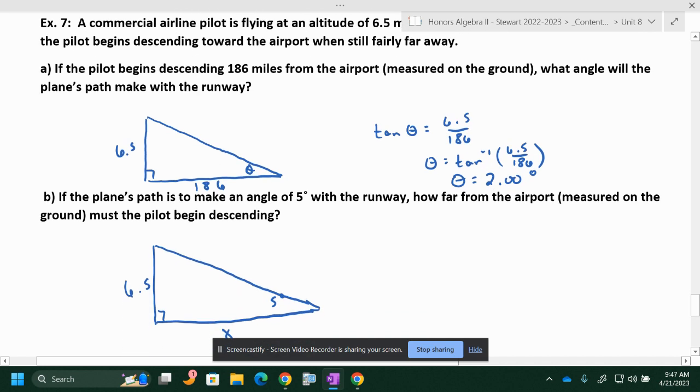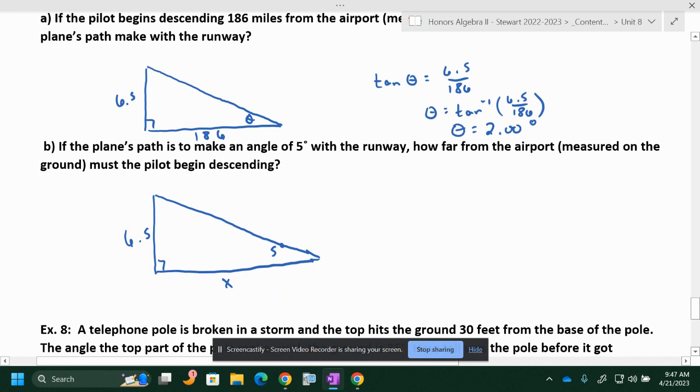And then if the plane's path is to make an angle of 5 degrees with the runway, how far from the airport, measured on the ground, must the pilot be descending? So now we're trying to find that length, that adjacent side. So tangent of 5 is equal to 6.5 over x, where x is going to be 6.5 over tangent of 5.